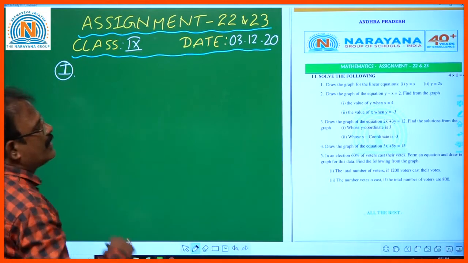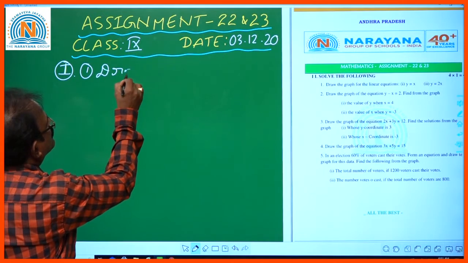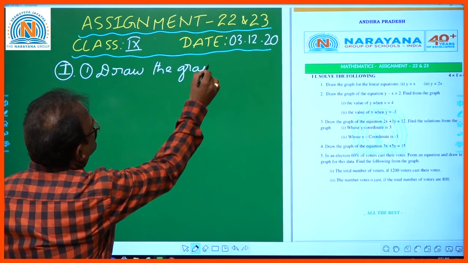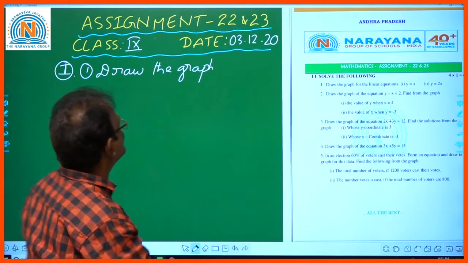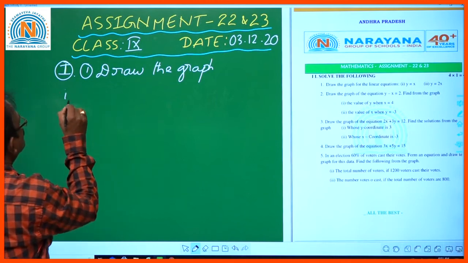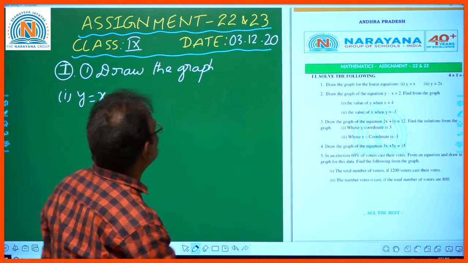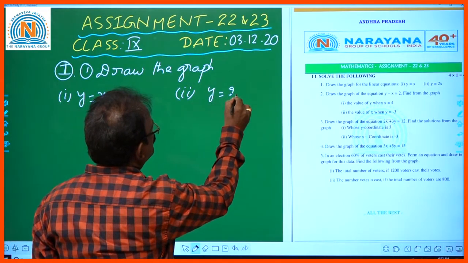Come on, join with me. First one of the first Roman: draw the graph for the linear equation. First one, y is equal to x. Second one, y is equal to 2x.